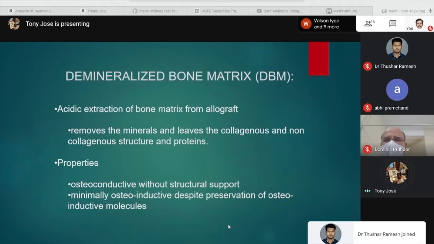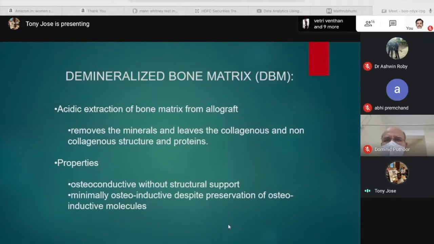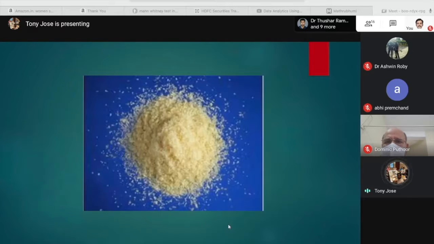It is produced by the acidic extraction of the bone matrix from the allograft. This process removes the minerals and leaves the collagenous and non-collagenous structure and proteins. The properties are osteoconductive without structural support, and minimally osteoinductive despite preservation of the osteoinductive molecules. This is a photograph of a demineralized bone matrix.